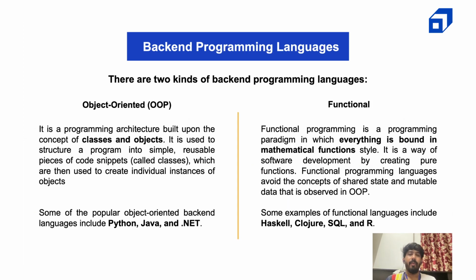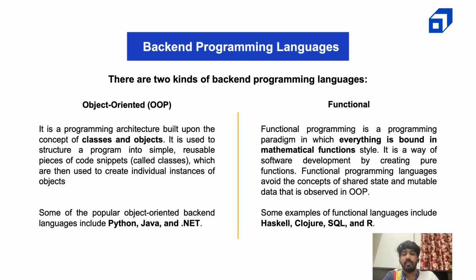Let's start with programming languages. To start with, there are essentially two types of programming languages: object-oriented and functional. Object-oriented programming is an architecture built upon the concepts of classes and objects. You would have heard of classes and objects in a lot of places. Functional is built on mathematical functions, so you have multiple functions layered together. It is a structured language which has multiple functions which can execute in any order it wants to. That's basically functional.